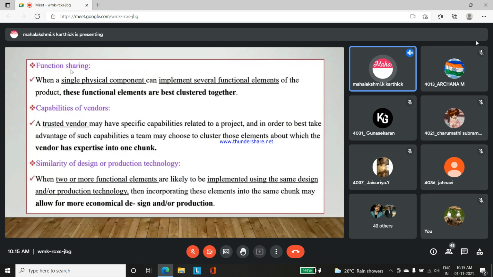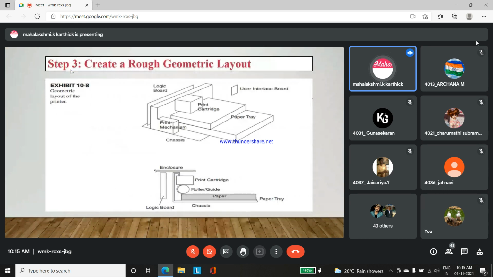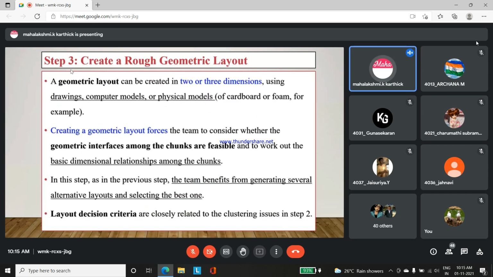And in step 3, we are going to get fully involved in giving a structure for a product, a layout, a geometric layout, of how the product will look at the final stage, but not a fully completed product, just giving a layout for it. Creating a geometric layout forces the team to consider whether the geometric interfaces among the chunks are feasible or not.